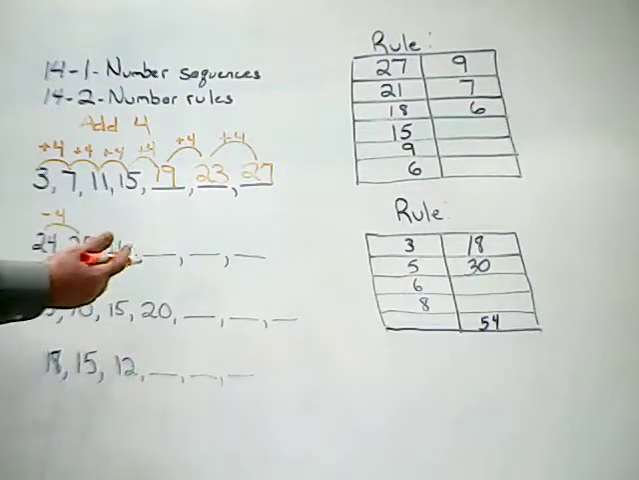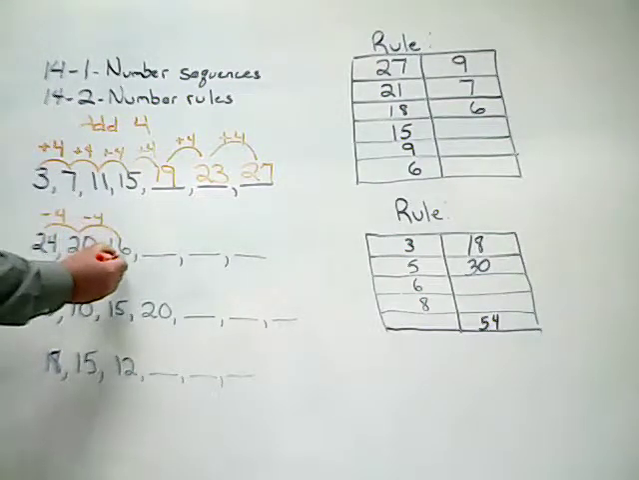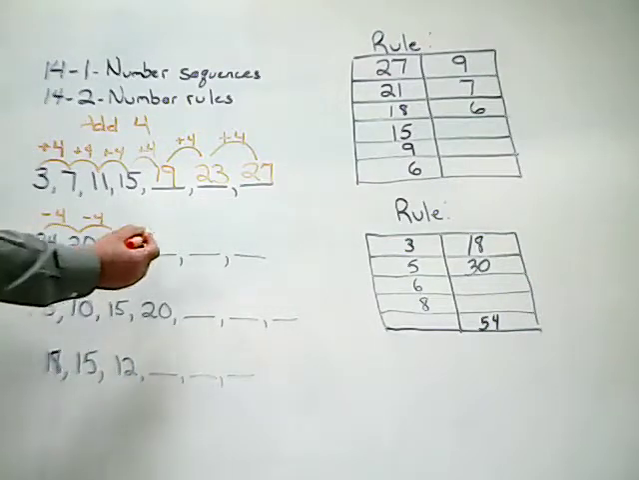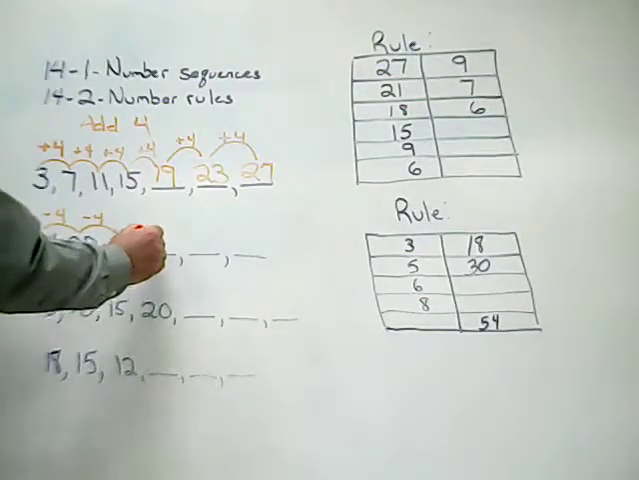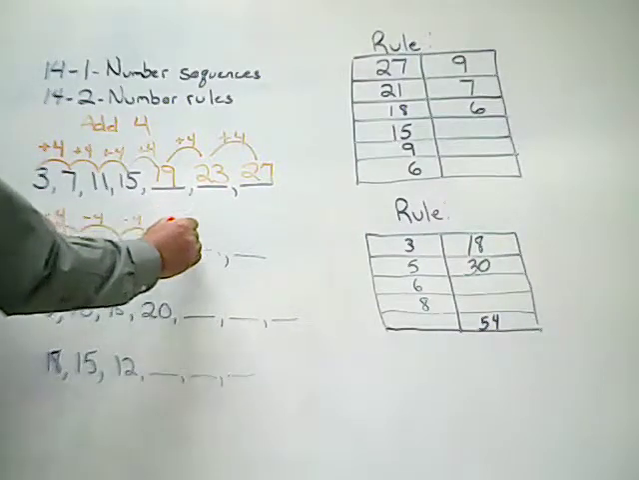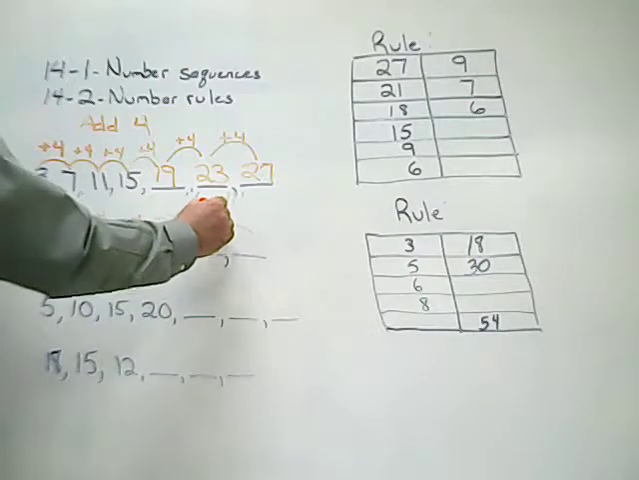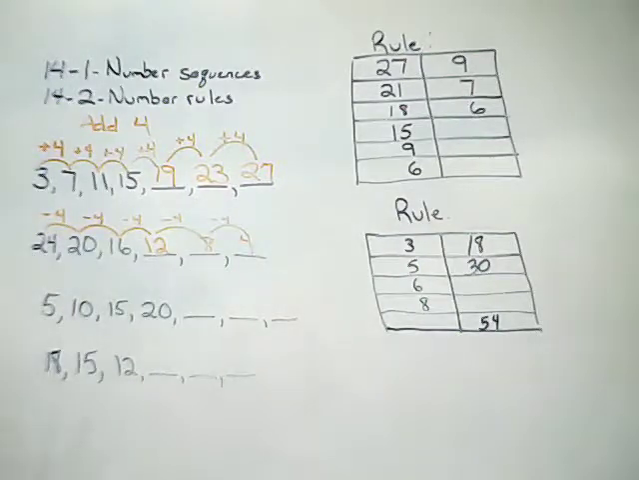I have to make sure this applies for the next couple. 20 minus 4 is in fact 16. And then I need to fill in the remaining 3 missing numbers. 16 minus 4 is 12. 12 minus 4 is 8. And finally, 8 minus 4 is 4. Pretty simple, not too difficult.